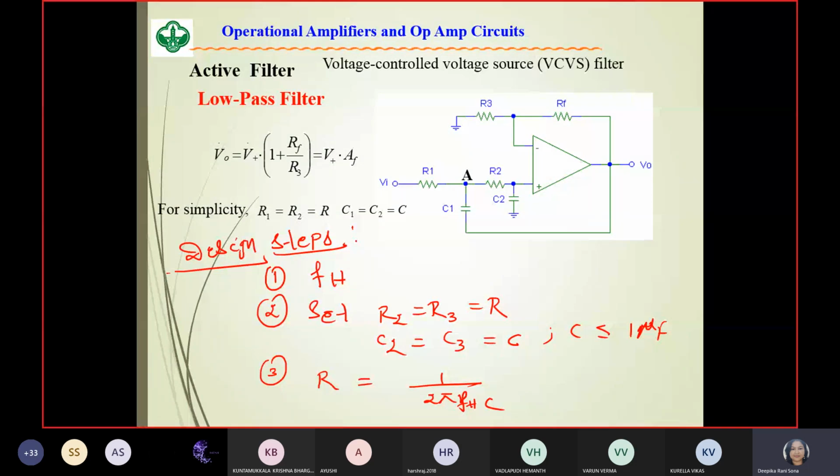Then the last assumption, the fourth point for the design step, you have to remember: we are considering R2 equal to R3 and C2 equal to C3.